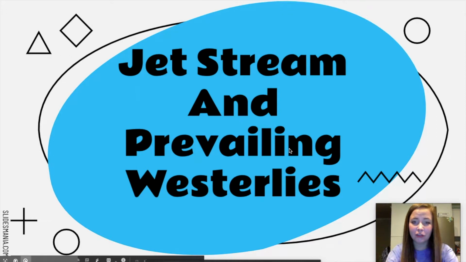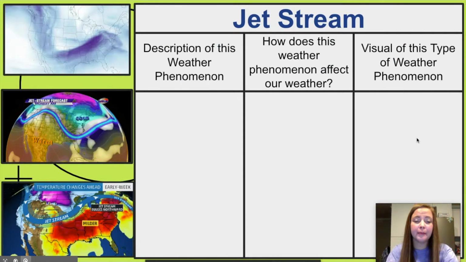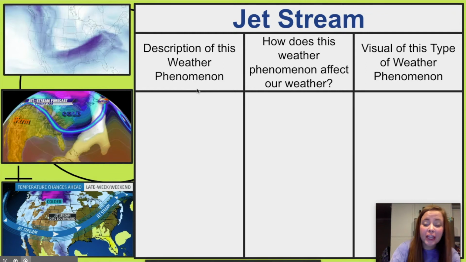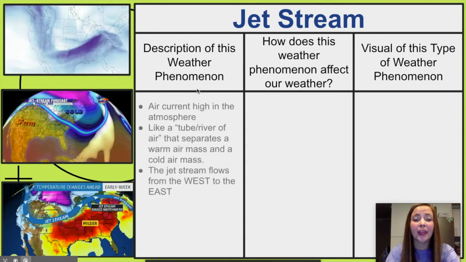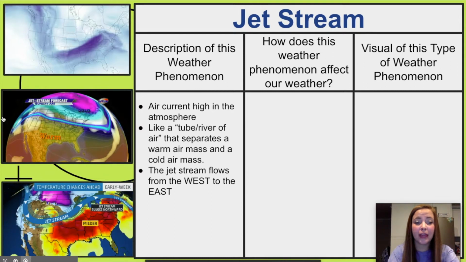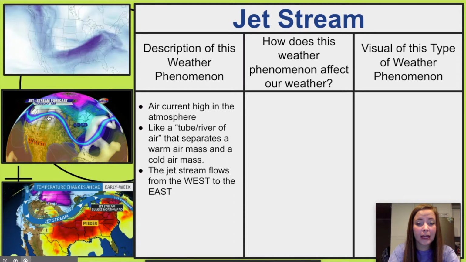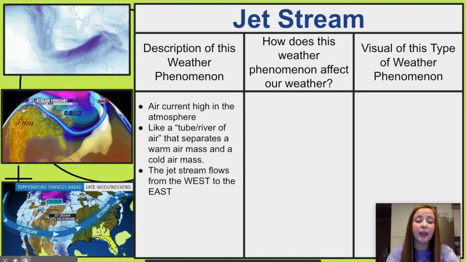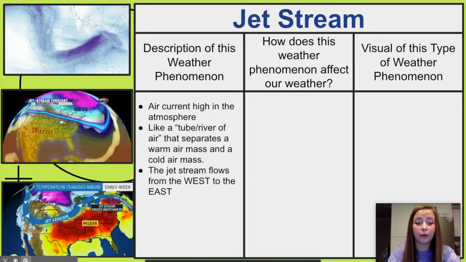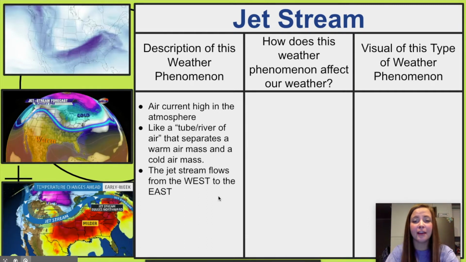All right, guys, so let's review the jet stream, and then we're going to talk about the prevailing westerlies. So, first of all, you guys learned about the jet stream already, and the jet stream is the air current that's high in the atmosphere, and it runs like a tube of air that separates the warm air mass from the cold air mass. And of course, the jet stream flows from west to east.